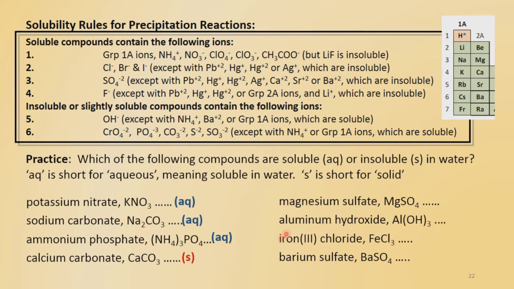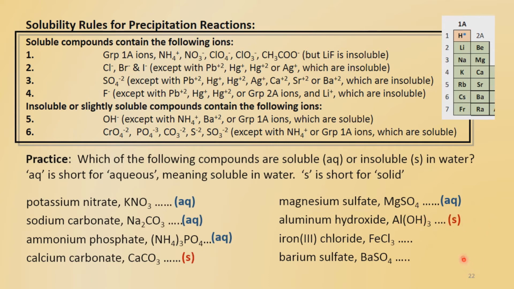Try the next group, magnesium sulfate. Well, we've seen that all sulfates are soluble unless they're combined with lead-2, mercury, silver, calcium, strontium, or barium, in which case they're insoluble. Well, magnesium is not one of these exceptions, and so magnesium sulfate would in fact be soluble. How about aluminum hydroxide? You see from the table that all hydroxides are insoluble unless they're combined with ammonium, barium, or group 1A ions. Well, aluminum is not one of those exceptions, and therefore aluminum hydroxide will in fact be insoluble.